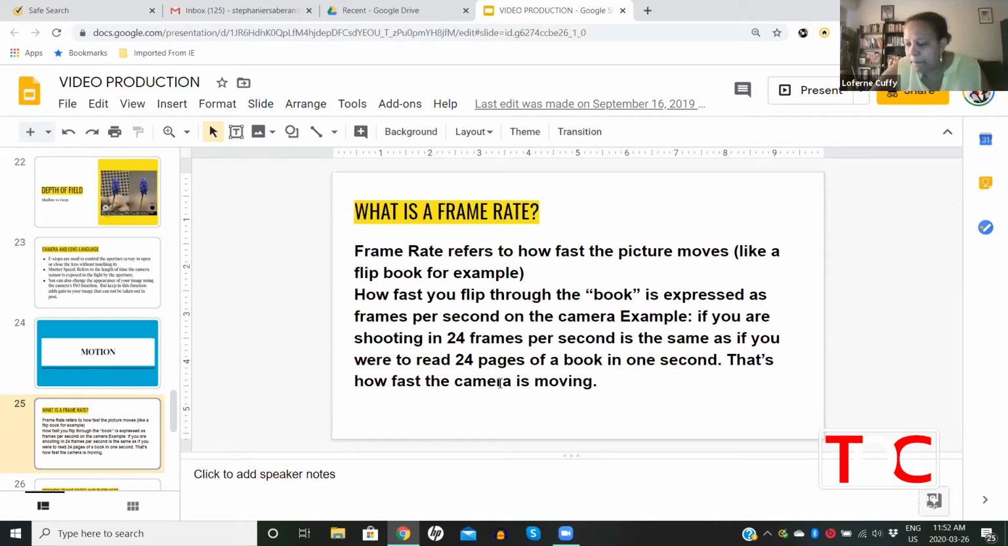That all has to do with the frame rate, because you have to be able to capture that. You have to think about what you're shooting, because all of that is going to affect what you get in the final shot.